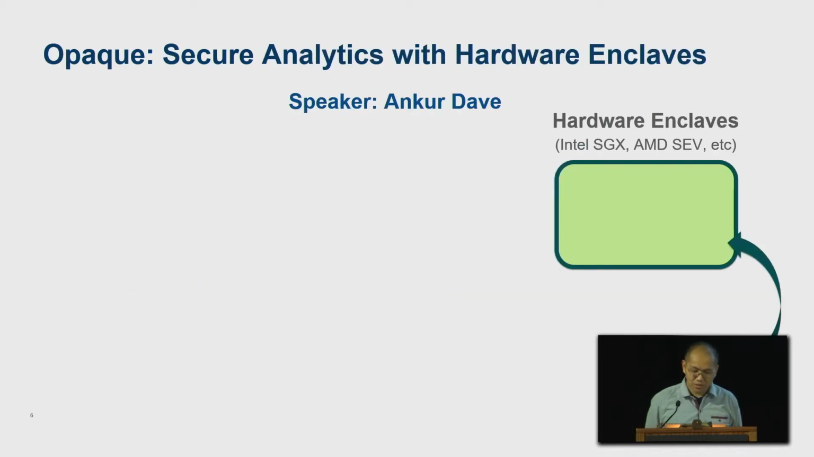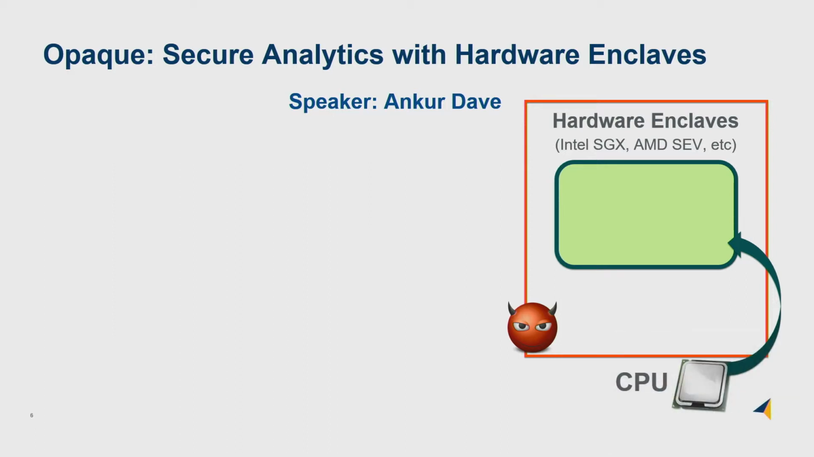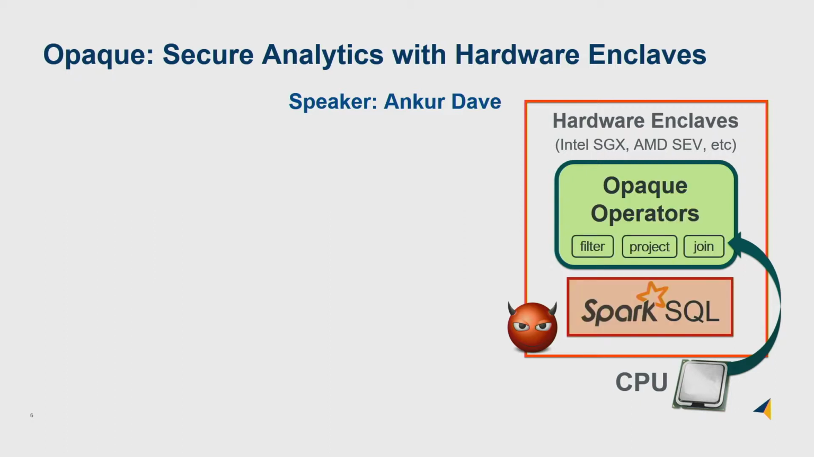Next, we'll talk about Opaque, which is a system for secure analytics with hardware enclaves. Hardware enclaves are a new technology provided by a lot of CPUs, especially Intel SGX and AMD SEV. What it provides is basically an environment to run your secured programs on top of untrusted platforms. So you can run things and defend against attack vectors like malicious operating systems or administrators. What Opaque does is allow you to run oblivious operators that do SQL operations like filter, project, and join on top of untrusted Spark SQL.